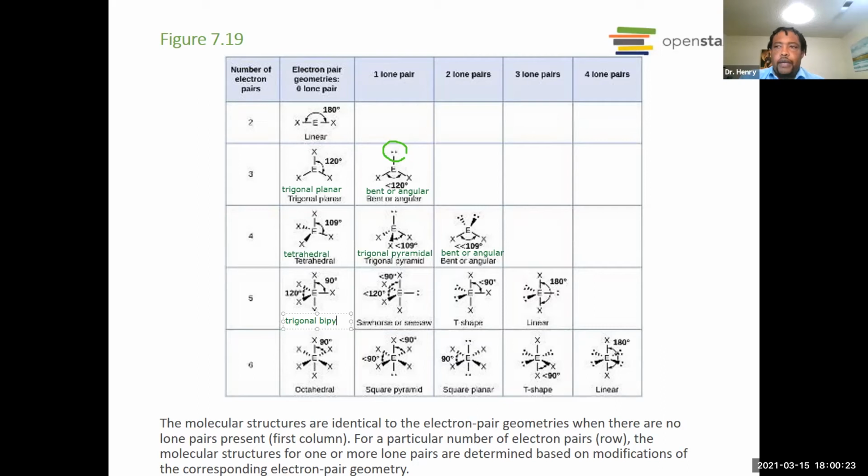So in other words, a 3-sided pyramid on top and on bottom. Okay, so in the case of 1 lone pair, that's going to change it to seesaw or sawhorse.